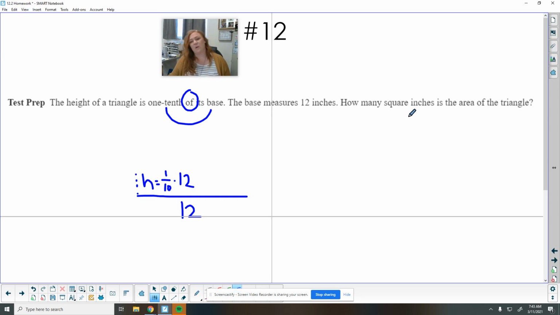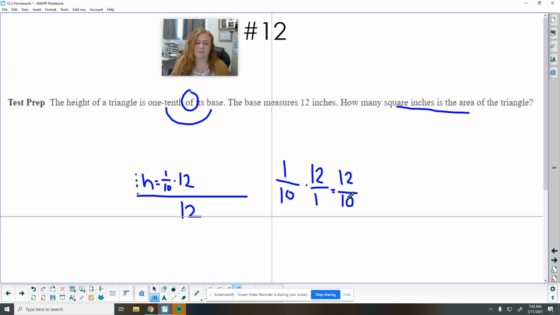Then our final question asks how many square inches is the area of the triangle. So first we need to find 1/10 of 12 and then use that to find our final answer. So let's start with 1/10 times 12. 1 times 12 is 12. 10 times 1 is 10.